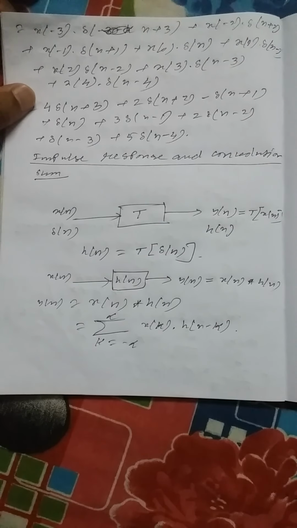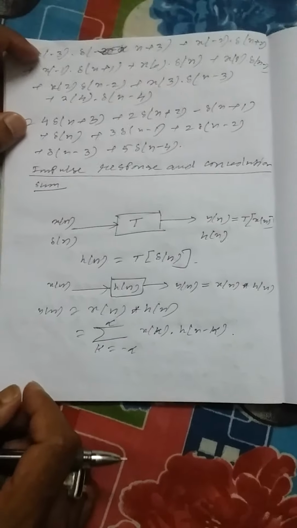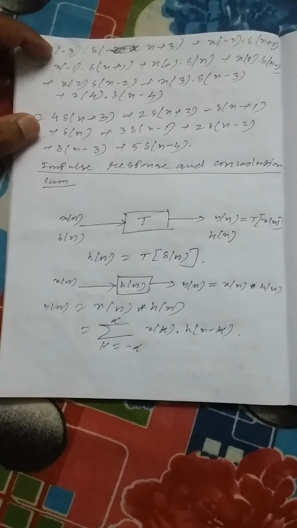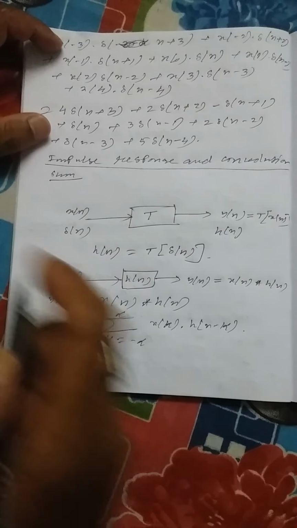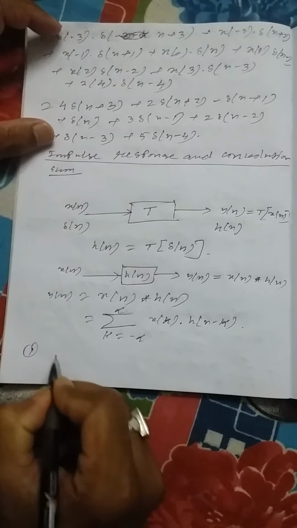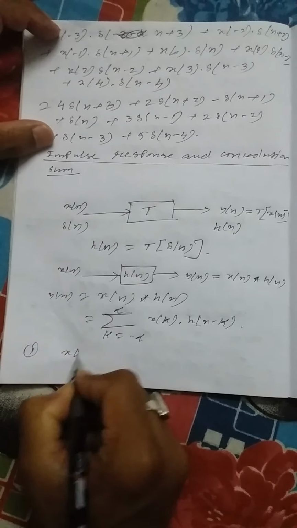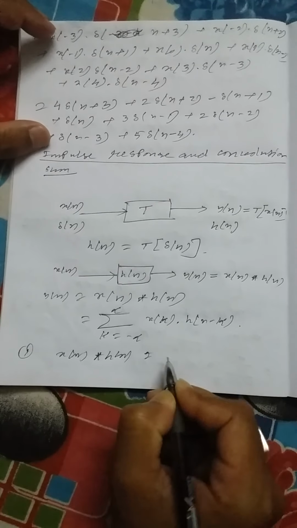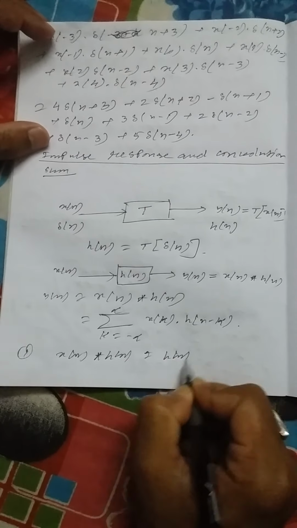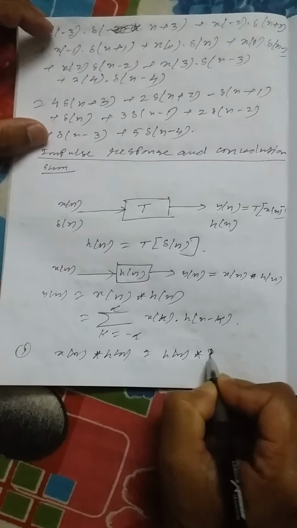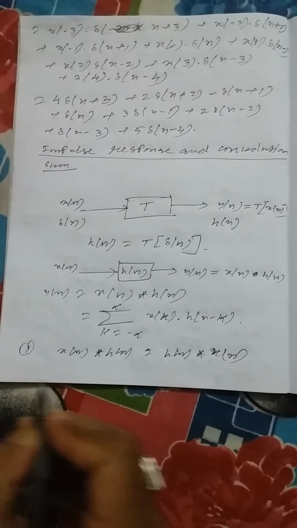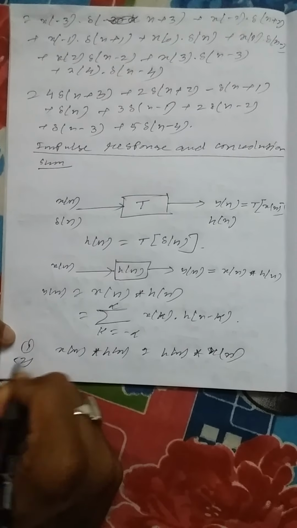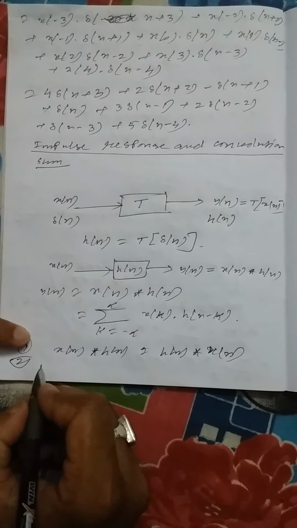There are some properties of convolution. They are the commutative property, associative property and distributive property. Number 1, commutative property: x[n] convolution h[n] is equal to h[n] convolution x[n], just vice versa. This is the commutative property.